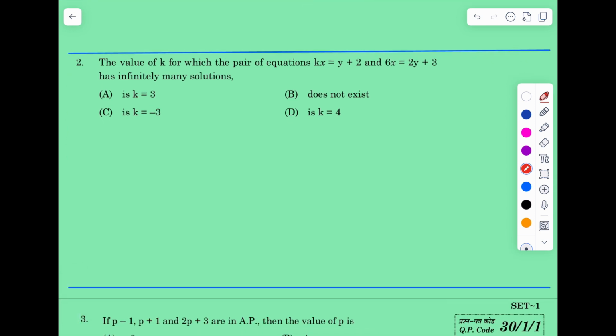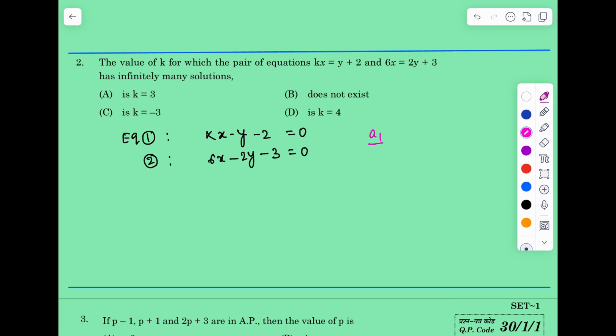Next question is, the value of k for which the pair of equations kx is equal to 2. First we write both these equations. Suppose equation 1 we will write as kx minus y minus 2 is equal to 0. Similarly equation 2 will be 6x minus 2y minus 3 is equal to 0.